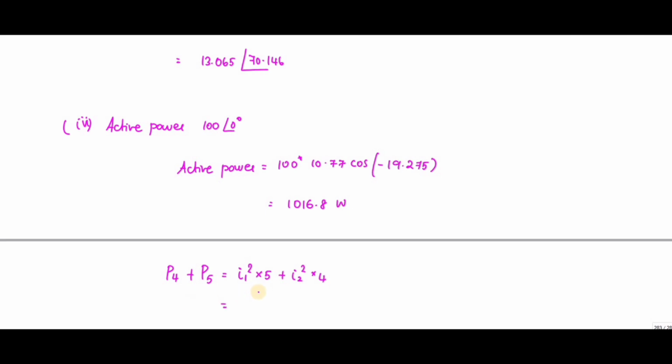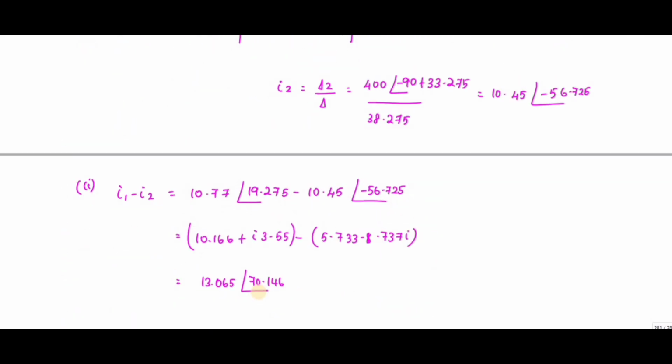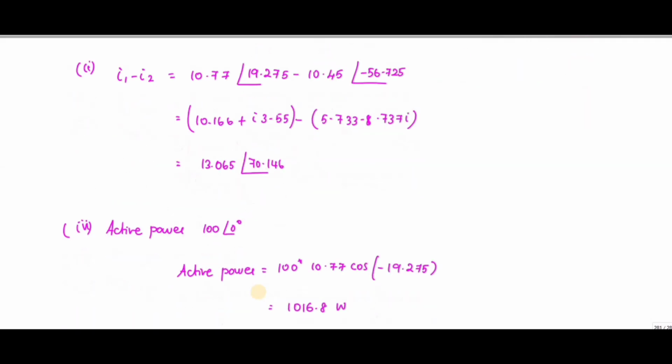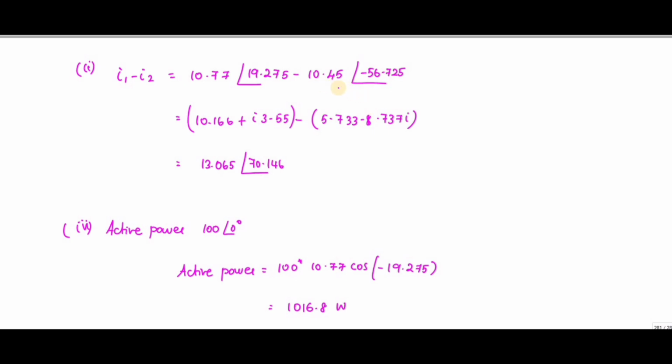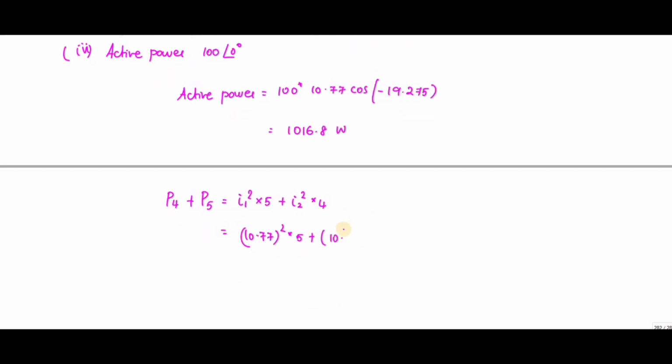So if we solve, what is I1 square? 10.77 square into 5 plus, I2 is 10.45, so 10.45 whole square into 4. If you solve, you will get the same answer, about 1016.8. So we calculate this.